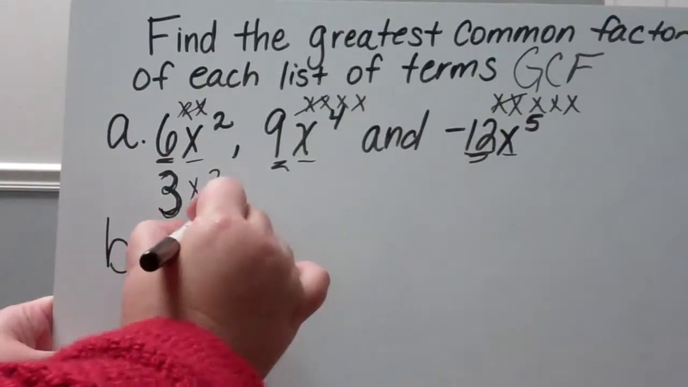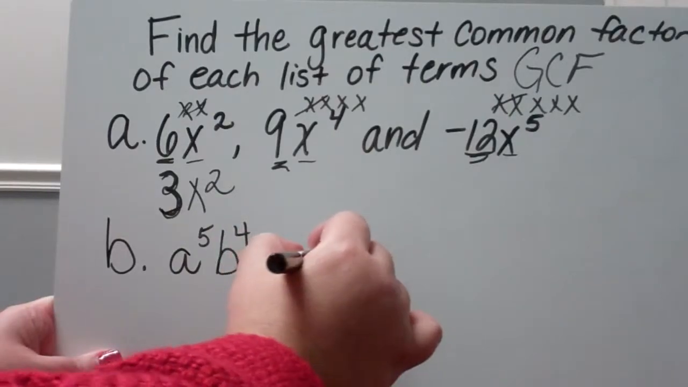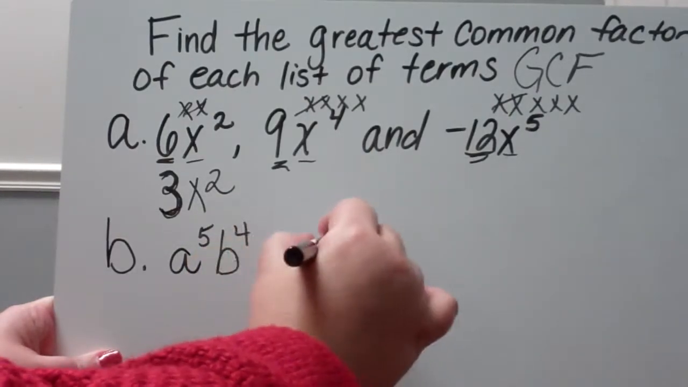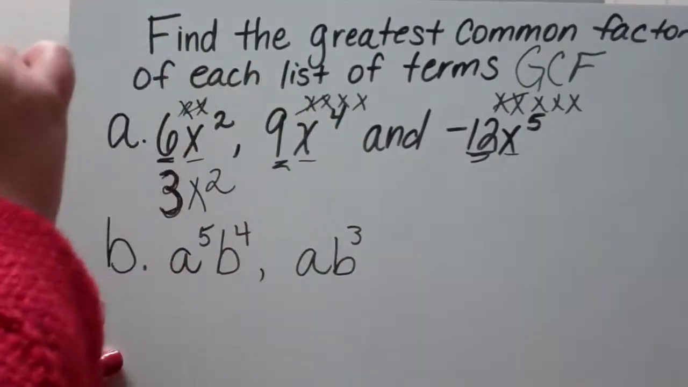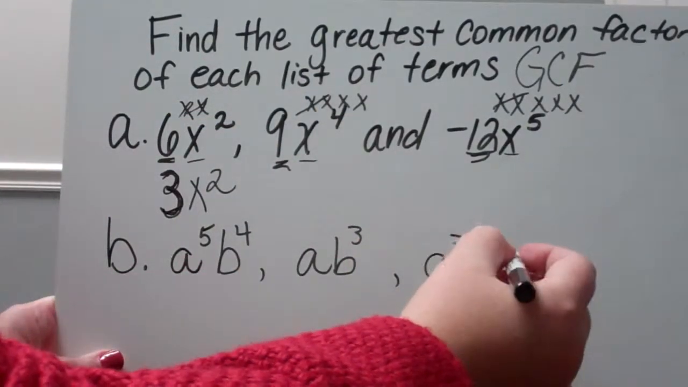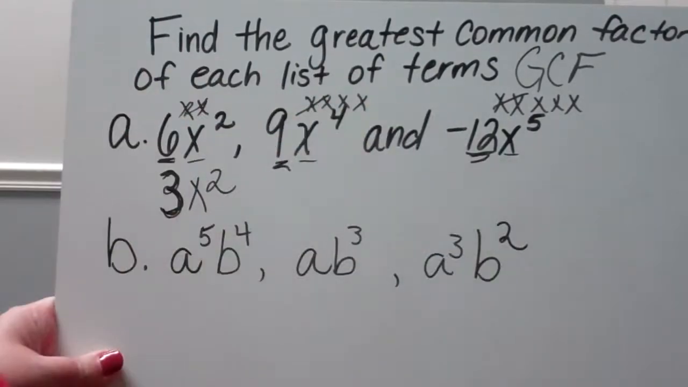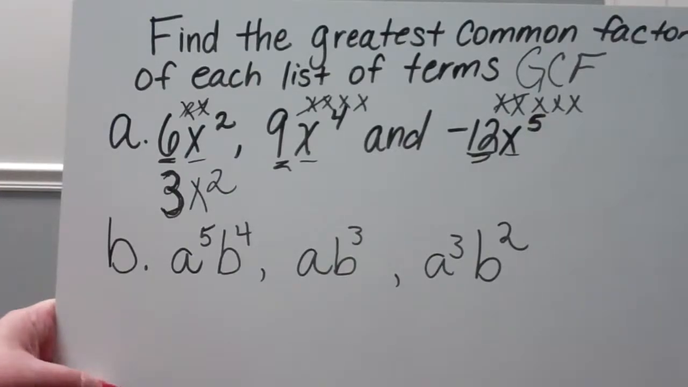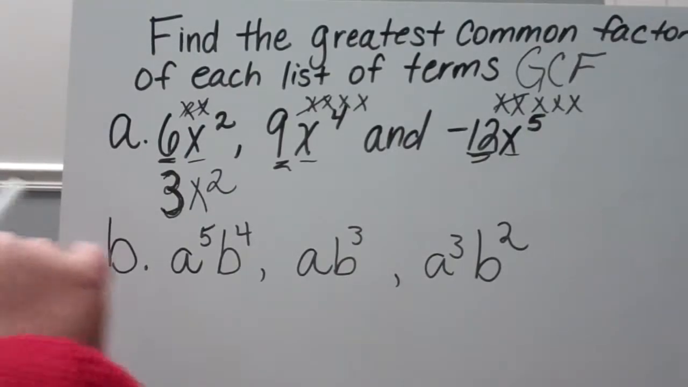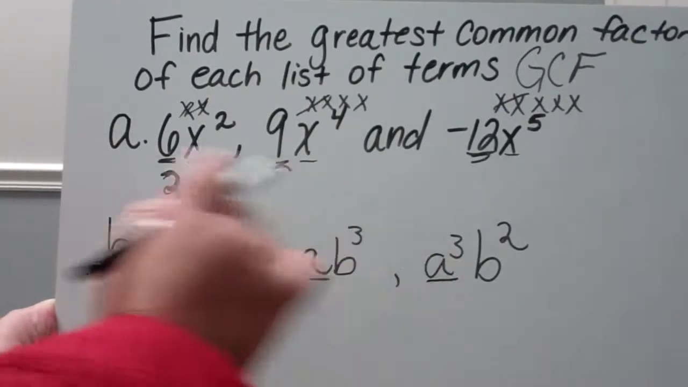A to the fifth, B to the fourth, A, B to the third, and A to the third, B squared. Okay? Now, we don't have to worry about a number here. We've got to worry about our variables, though. So let's look at the A's. Here we've got 5, here we've got 1, here we've got 3.